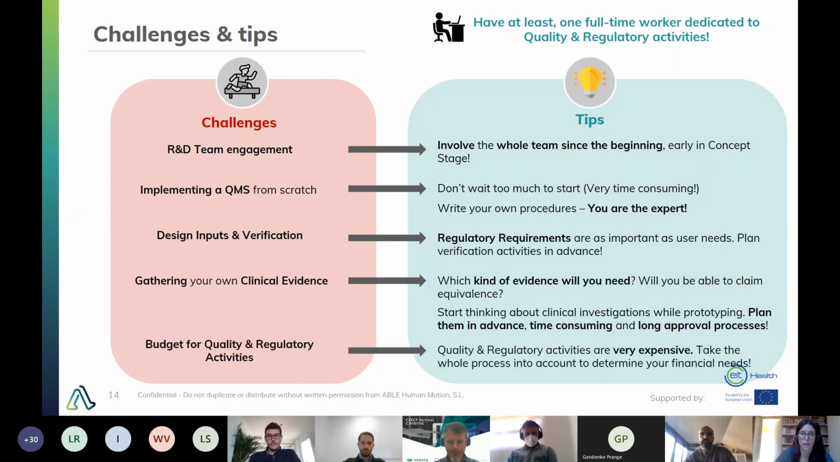And just to end, quality and regulatory activities are very expensive, way more expensive than you can imagine. So at the beginning of the project, take them into account and try to do the numbers to determine your financial needs, including these quality and regulatory activities.